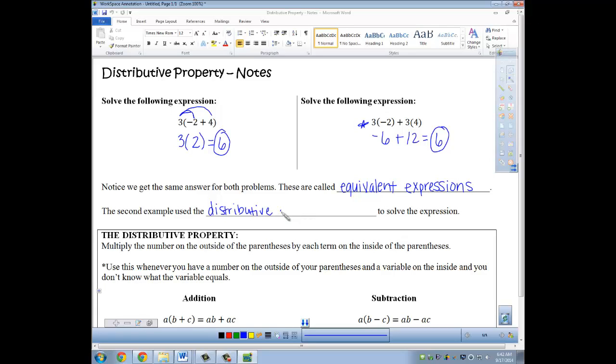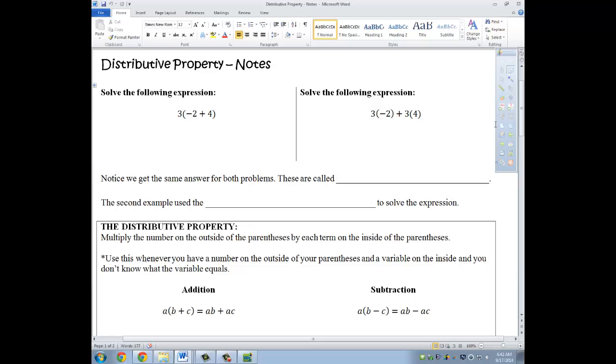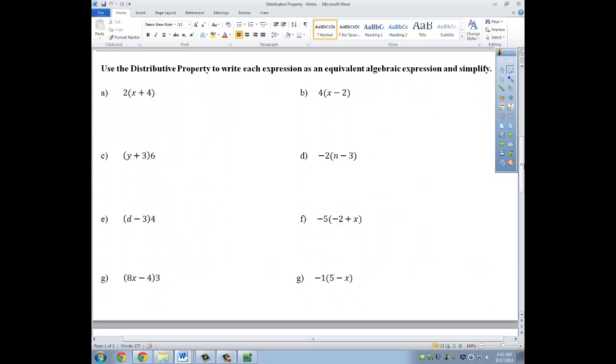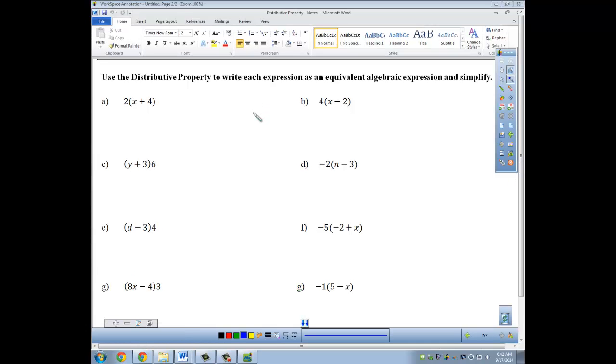The distributive property gets its name because the word distribute means to pass something through, like people will distribute things on trucks, they take it somewhere. So you are taking this 3 to the numbers inside of the parentheses. So that's what we will be doing. Sometimes it gets a little tricky when we have some negatives, but not too bad. So our instructions are to use the distributive property to write each expression as an equivalent algebraic expression and simplify.